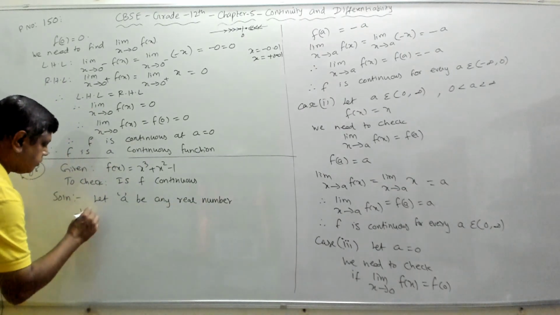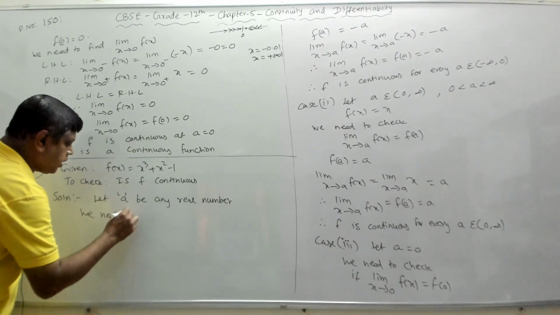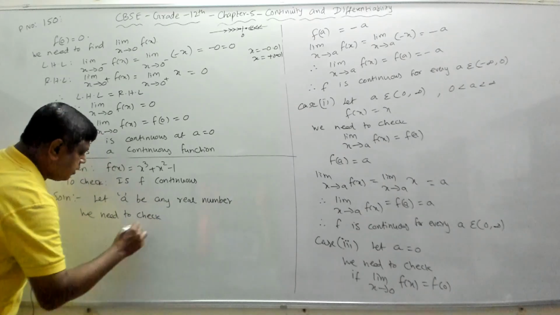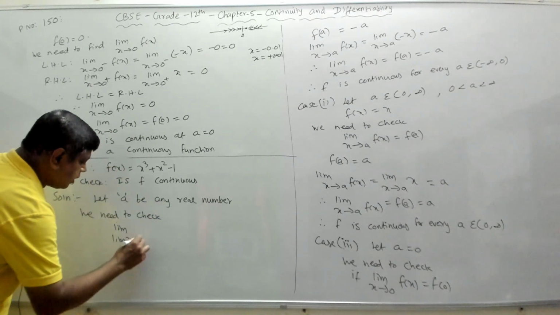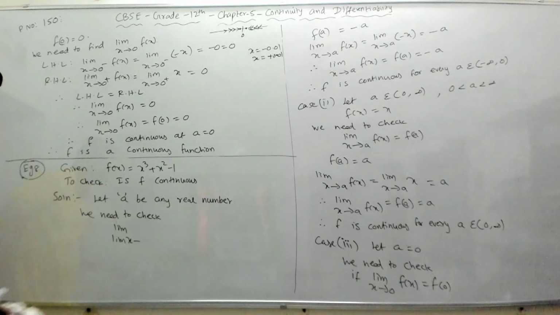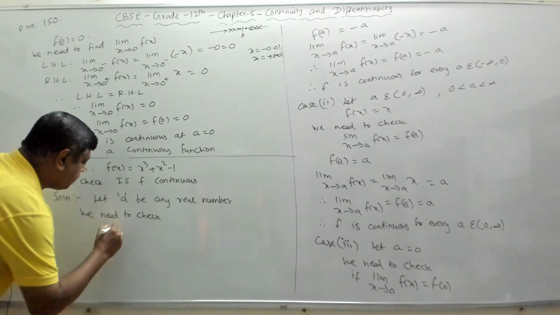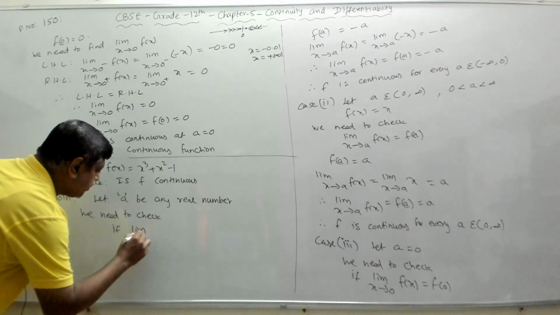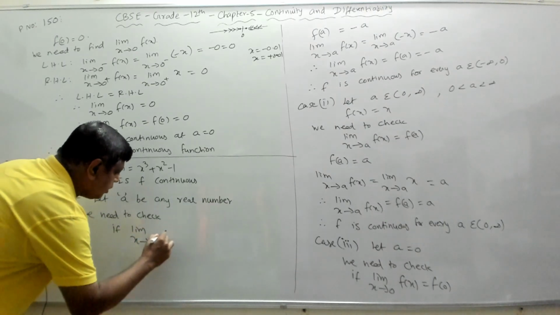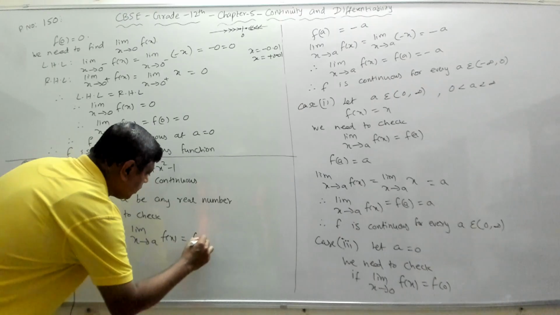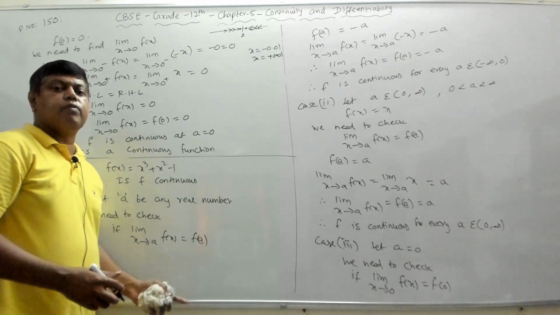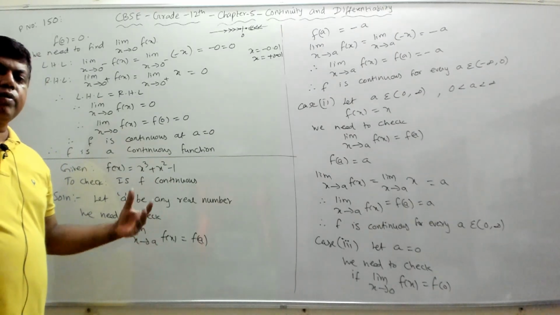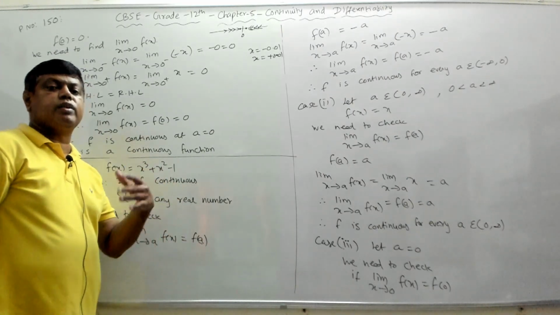Now we need to check if limit x goes to a, f of x is equal to f of a. If you show that both are equal, then we can say f is continuous at every real number. So then we will say f is continuous.